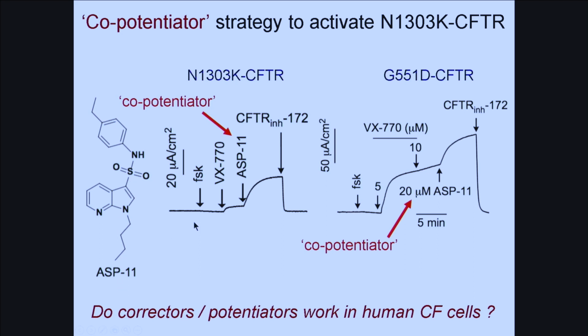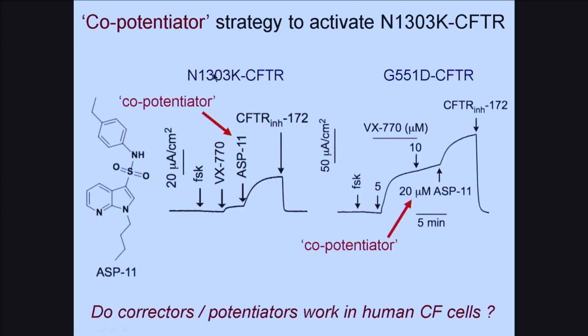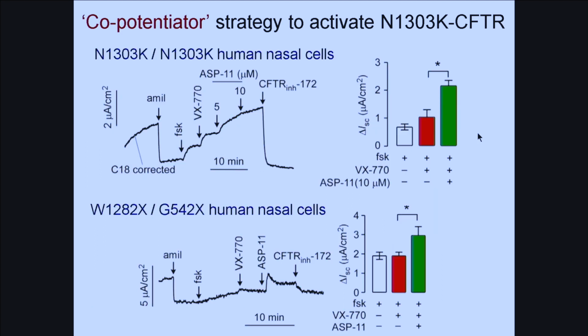This is Vertex 770 alone in cells expressing N1303K. With our co-potentiator, a remarkable increase in signal, much more than adding compounds individually. It not only works for N1303K, but it works for a variety of other CFTR mutants as well. For G551D, even if we add maximal Vertex 770, adding the co-potentiator increases the signal, sometimes double, beyond that of the standard potentiator. And this is data from real human cells.